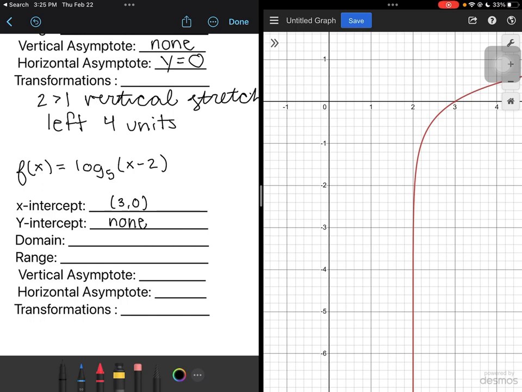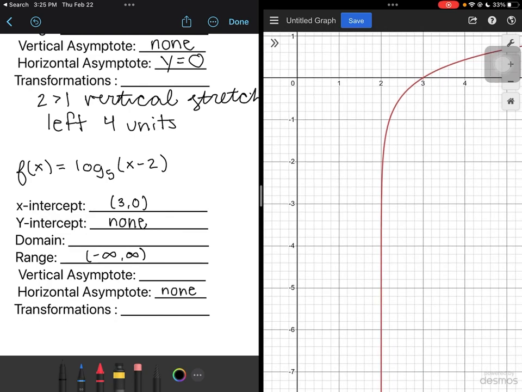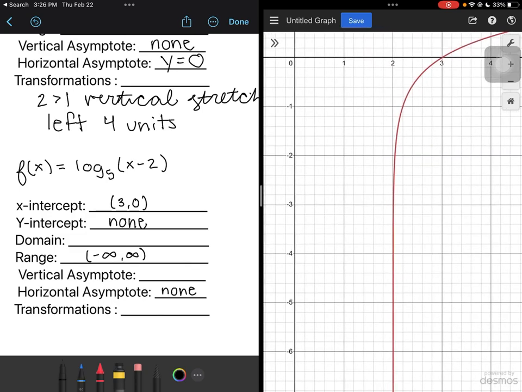And then our domain is actually what's different for a log function. We're going to come back to our domain, but our range is going to be all real numbers. And just like our range is all real numbers, the asymptotes switch. So log functions never have a horizontal asymptote. They only have a vertical asymptote, so a vertical line where our graph gets really close to but never touches. If we look here, it looks like it's getting really, really close to 2, but it's actually never going to touch 2. So we have a vertical asymptote at x equals 2.